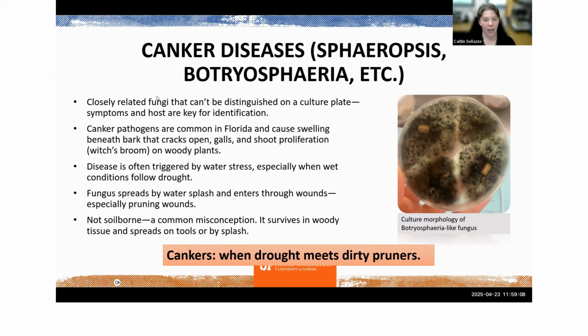So again, we have canker pathogens. Two of them are closely related. There can be more, but those are the main ones. Very, very common in Florida. You will see them a lot. And so when we talk about them, a lot of times they cause cankers, which is like that depression.